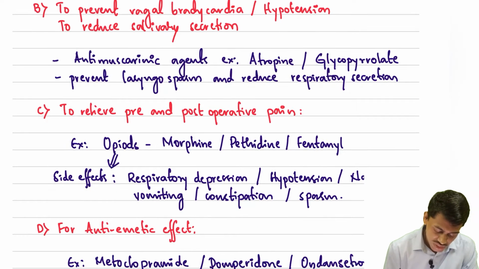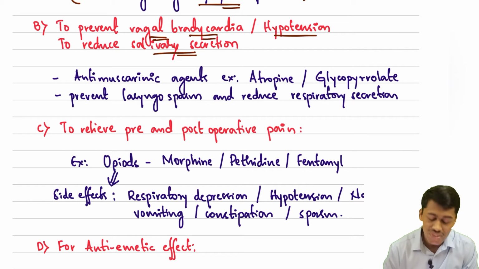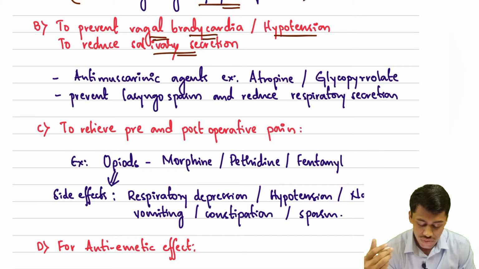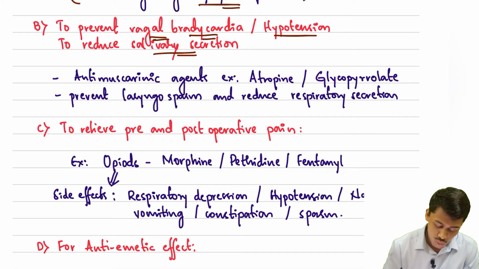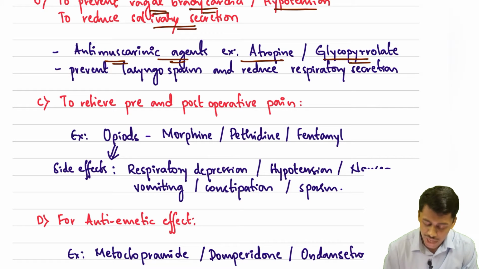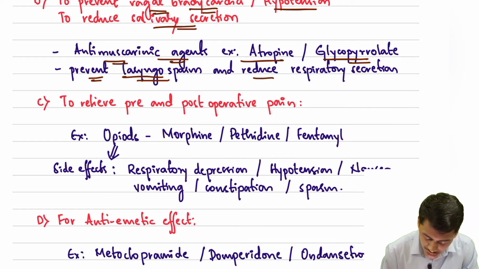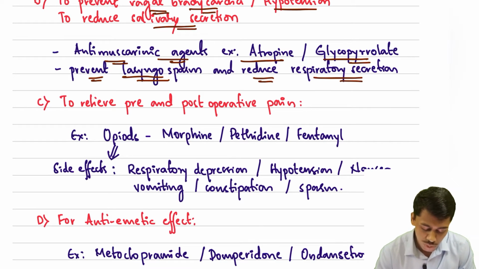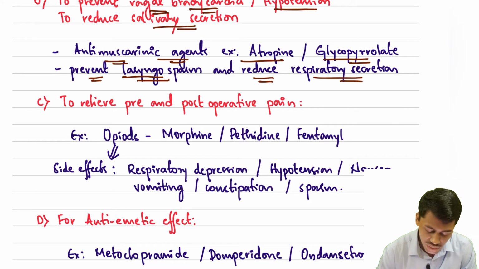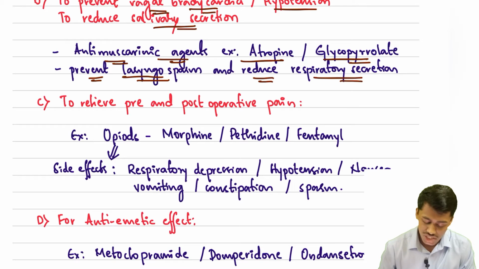Then the next objective is to prevent vagal bradycardia, hypotension as well as to reduce the salivary secretion. Stimulation of the vagus will lead to bradycardia resulting in hypotension. So what do we use? We use antimuscarinic agents called atropine as well as glycopyrrolate. They help in preventing laryngospasm as well as reducing respiratory and salivary secretions.